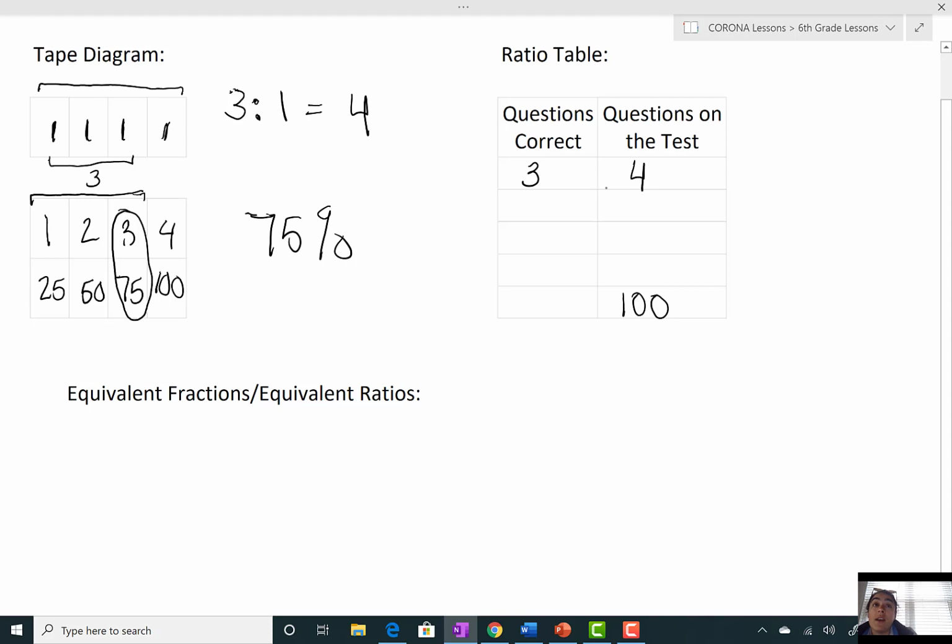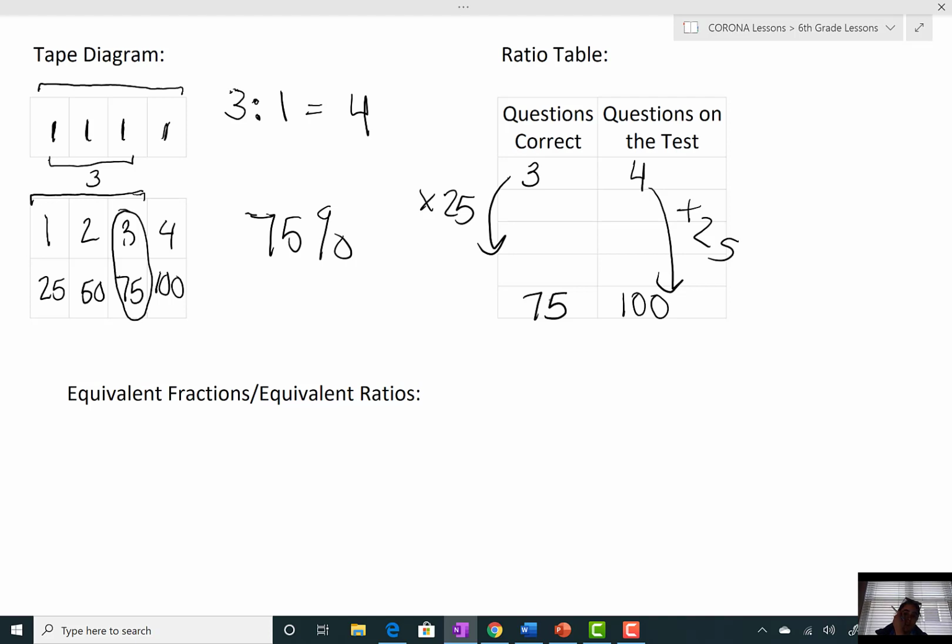I can do another one. Let's come up with something in the middle. Let's see, I could do 25, 4, 8. We want to do it by 100, we could just do it this way. 4 times 25, 3 times 25 gives me a ratio of 75 over 100 using a ratio table. 3 questions correct, 4 questions on the test. So 3 to 4. And again, I just want to show you something. This would also give me equivalent ratios.